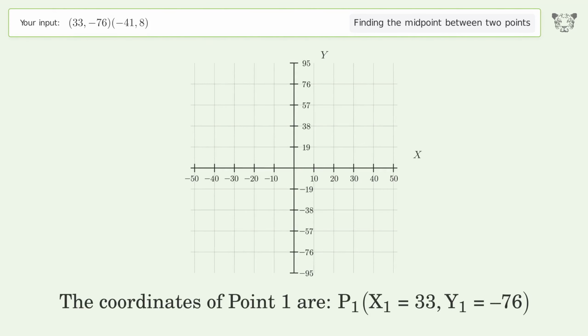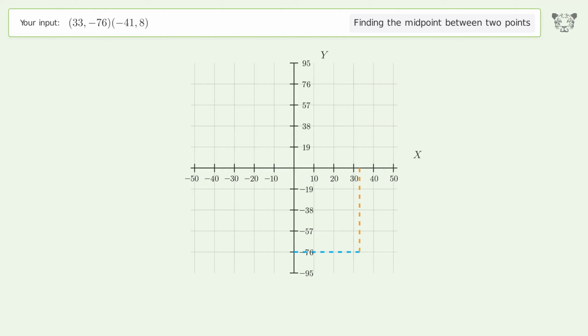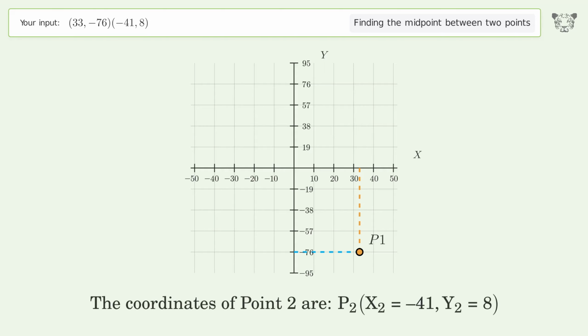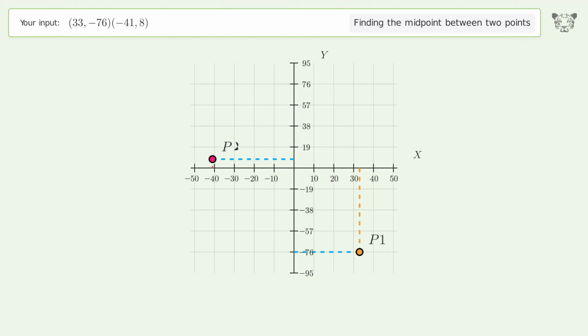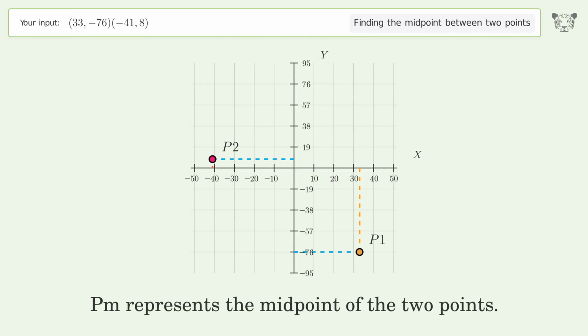The coordinates of point 1 are x1 equals 33, y1 equals -76. The coordinates of point 2 are x2 equals -41, y2 equals 8. PM represents the midpoint of the 2 points.